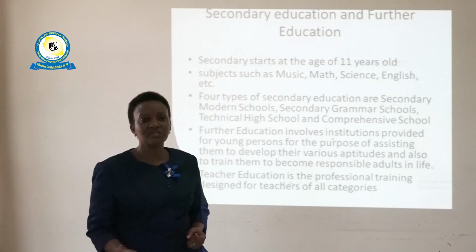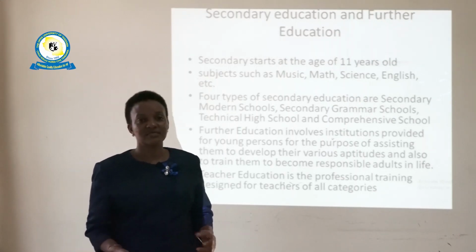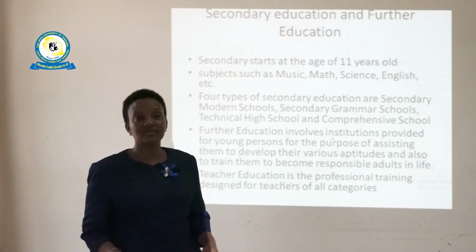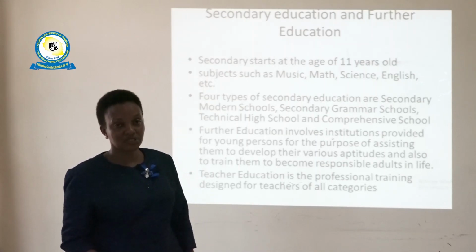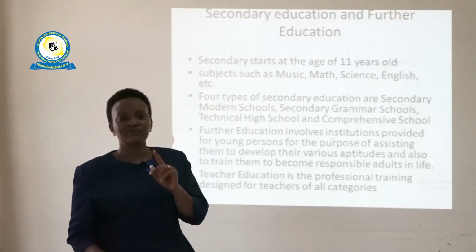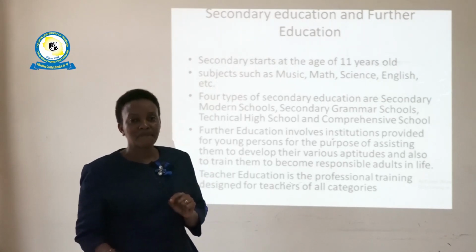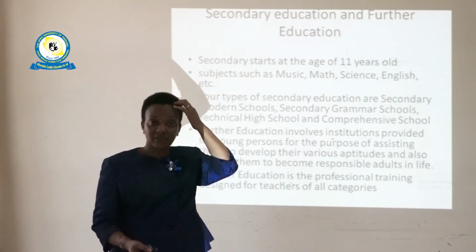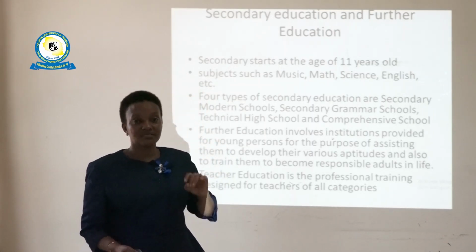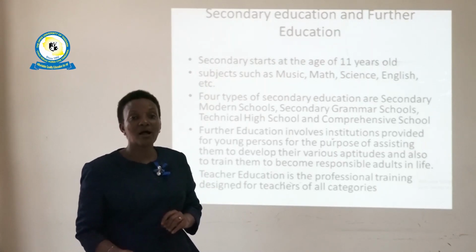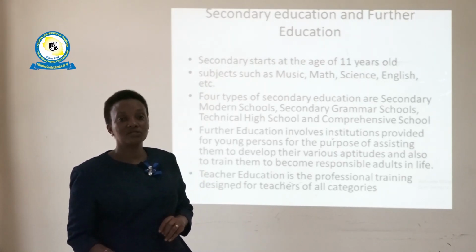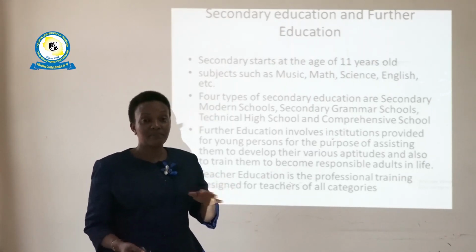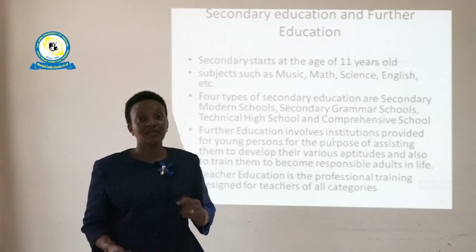The secondary education starts at the age of 11 years. Subjects such as music, mathematics, science, English, and social sciences are taught in secondary education. Now, 4 types of secondary education are developing in this stage of learning. There are modern schools, secondary grammar schools, technical high schools, and comprehensive schools. So you can see that there are some branches of secondary education in Britain.